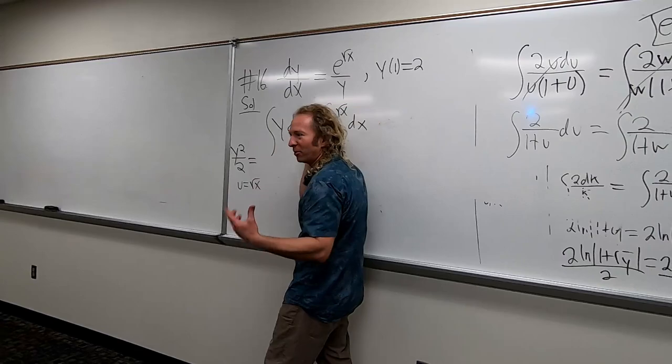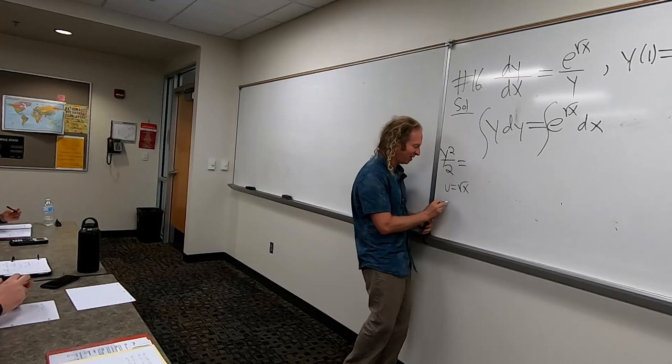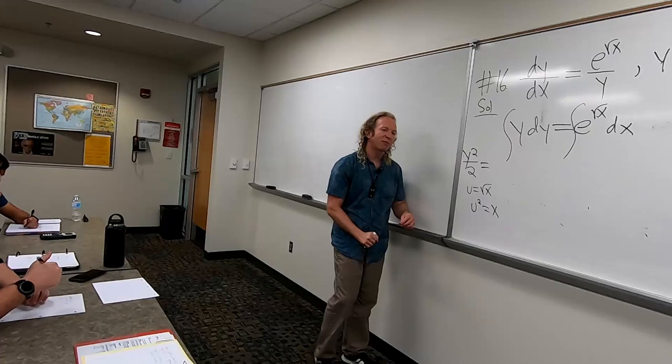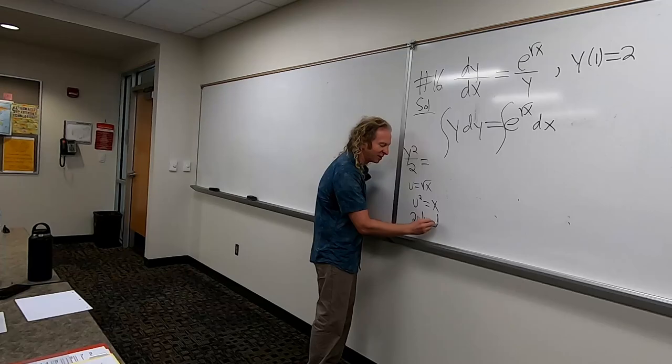How do you get rid of the square root? What do you do to both sides? Square it. Yeah, so just like before, right? Very similar. Something interesting is going to happen in this problem. Take the derivative, so we get 2u du equals dx.